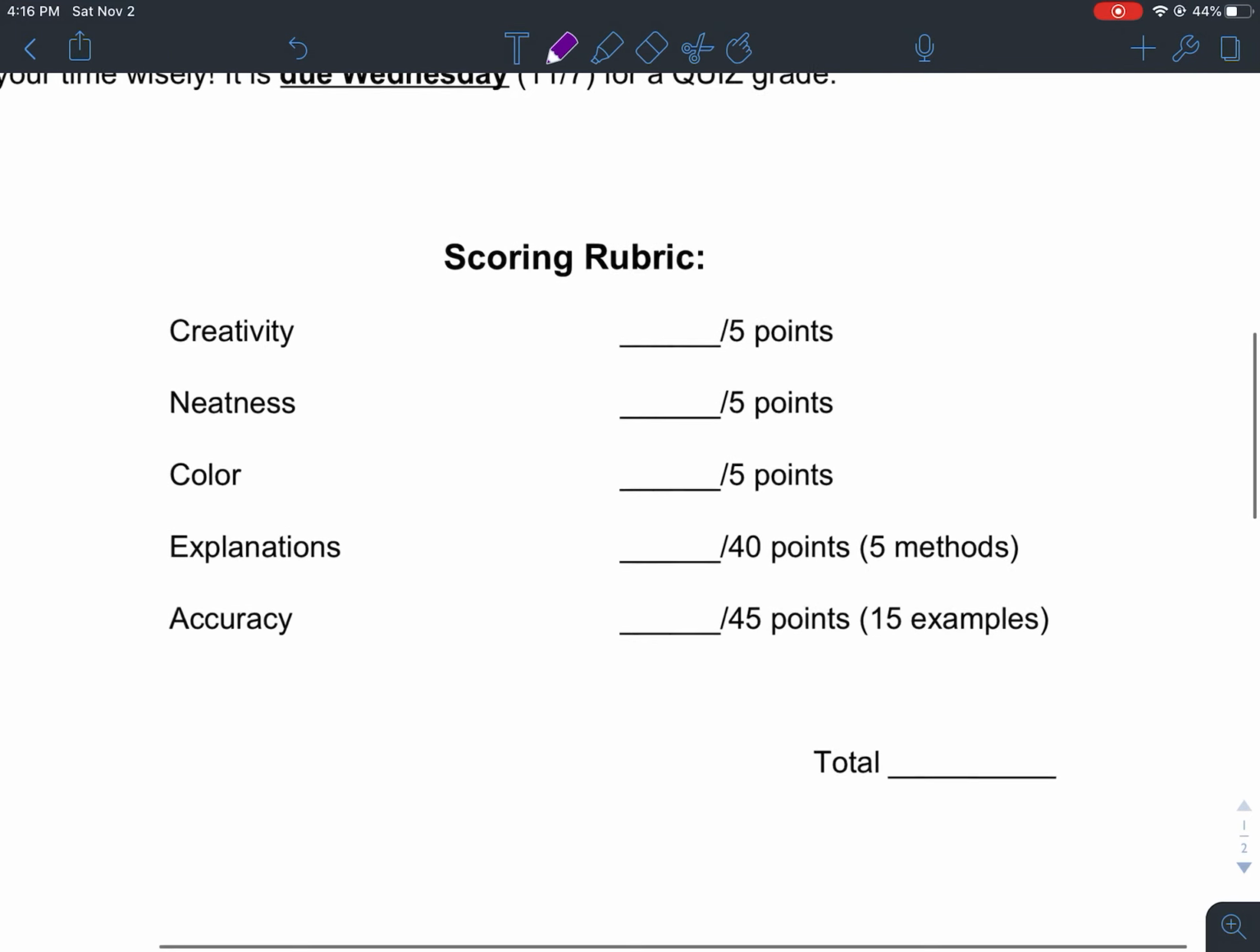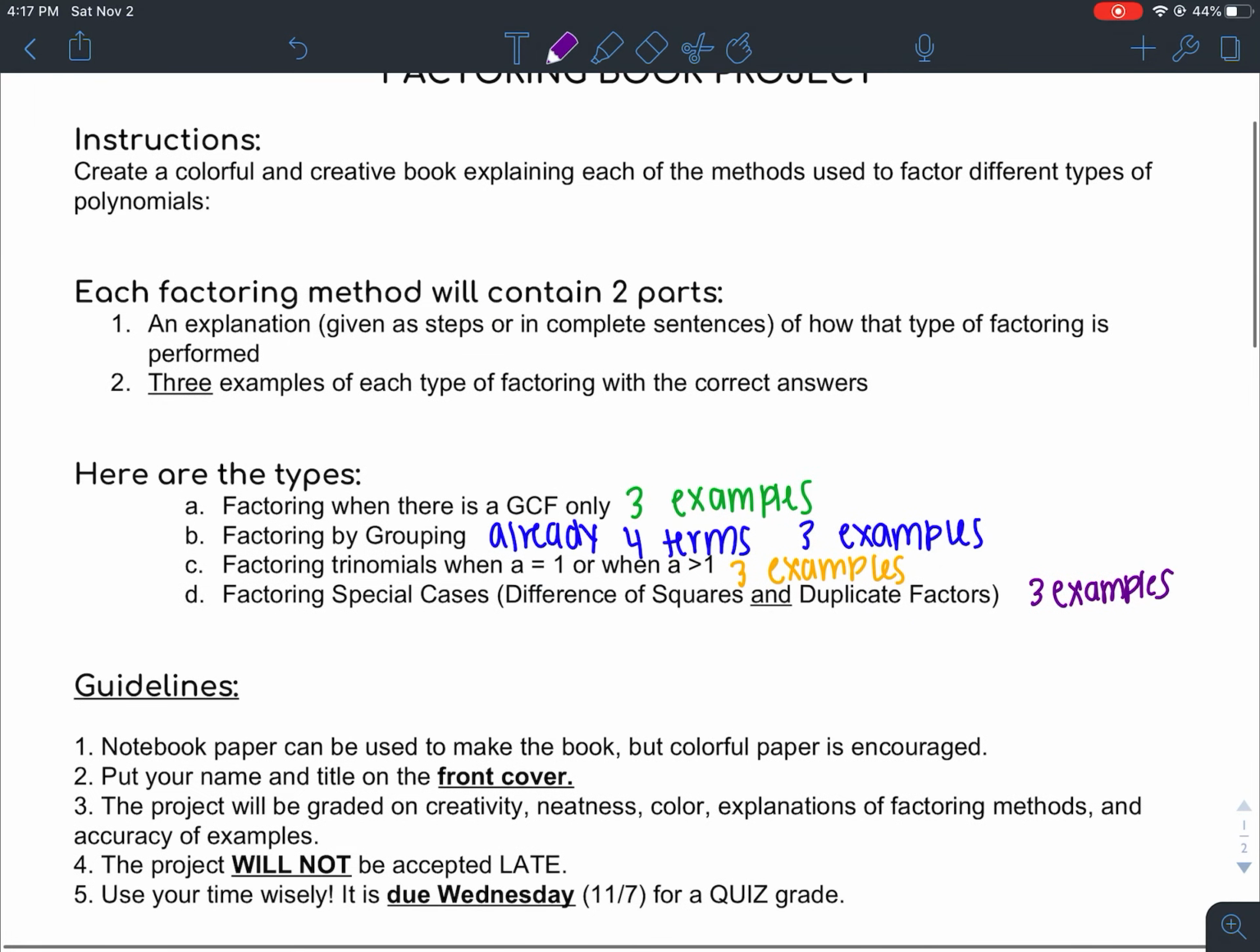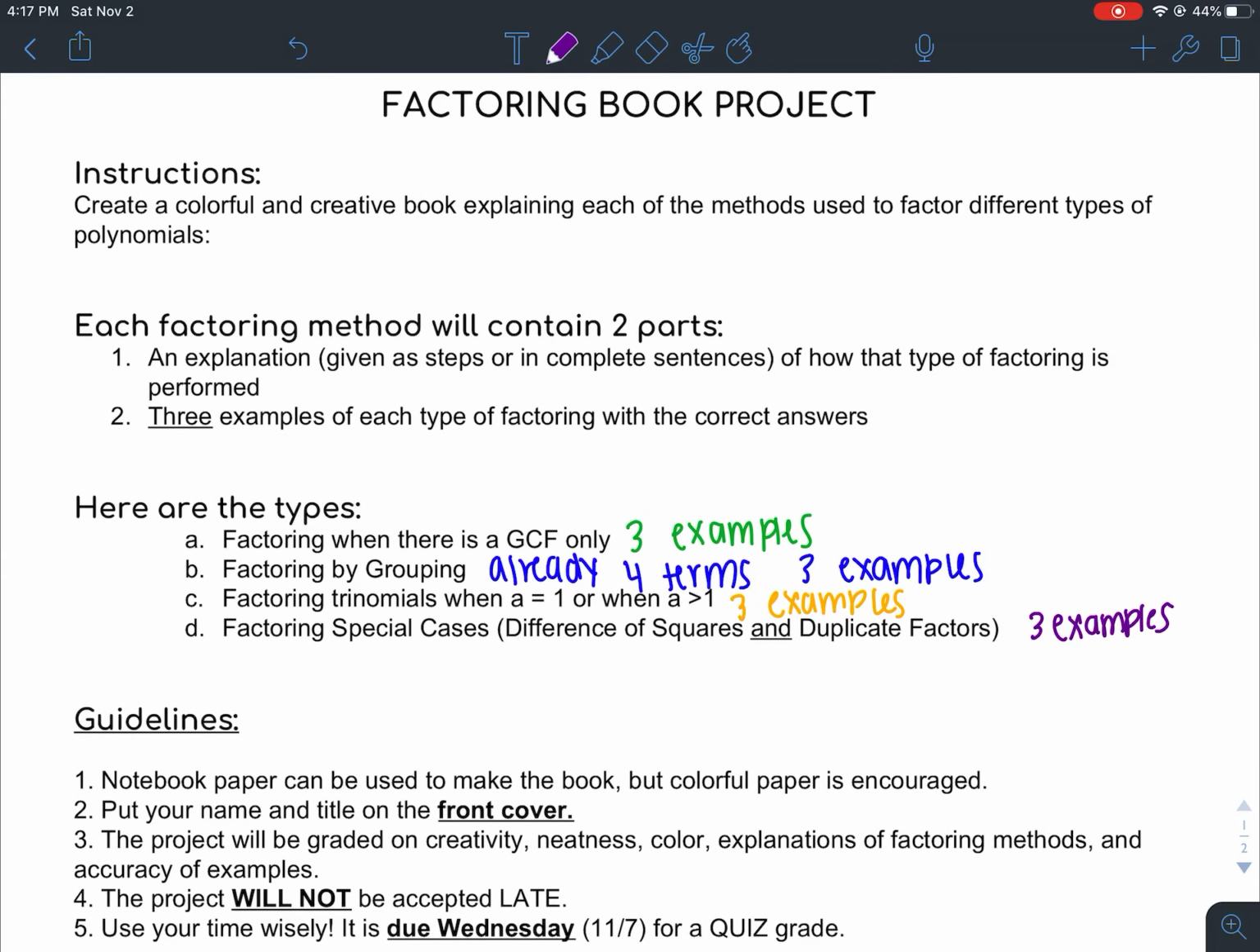So that is it. And then this is your rubric below, so you can see where all your points are going. And again, the factoring book project is not super difficult, and there are examples, so you can just reference those as well.